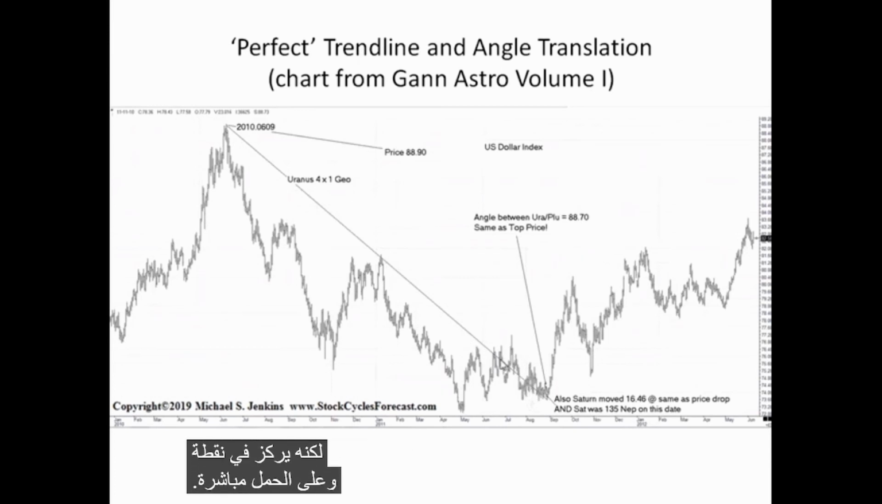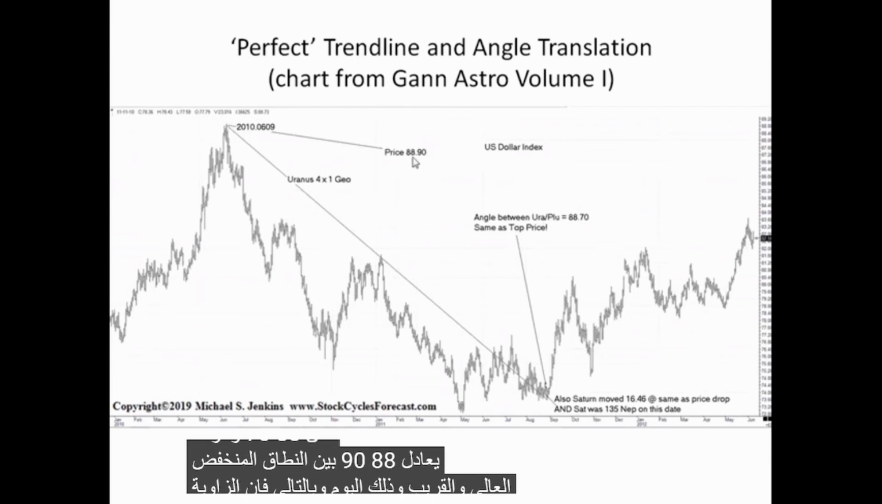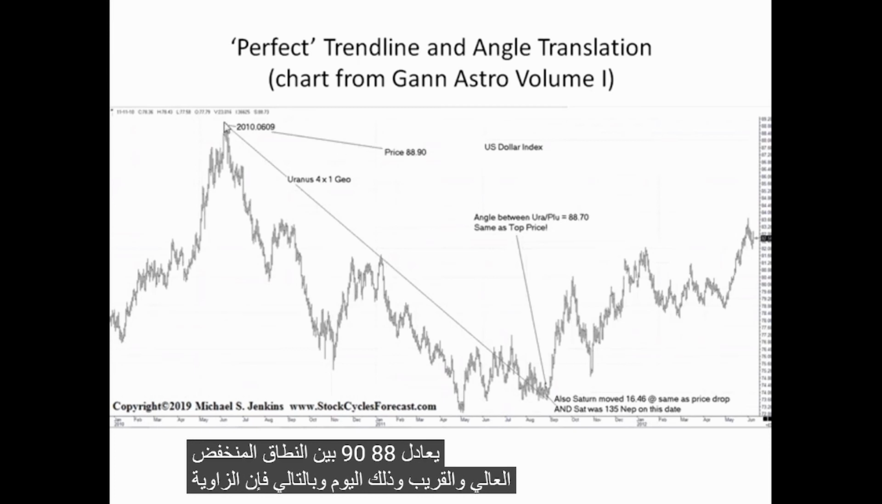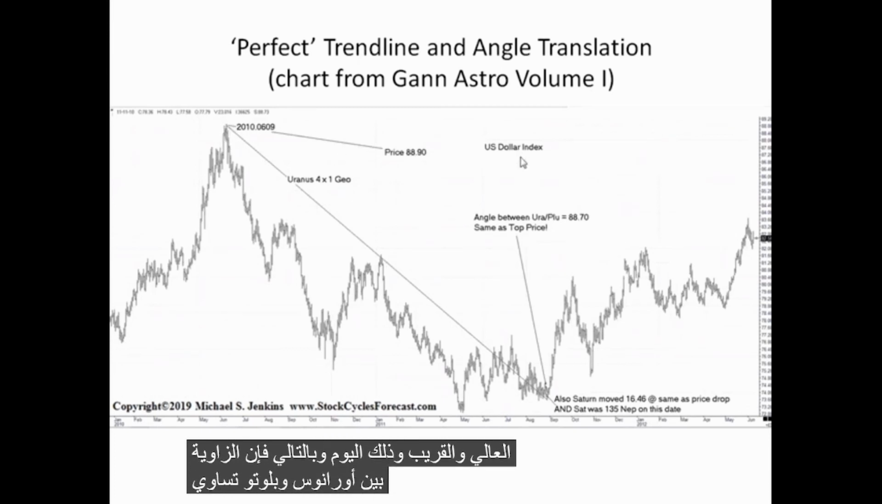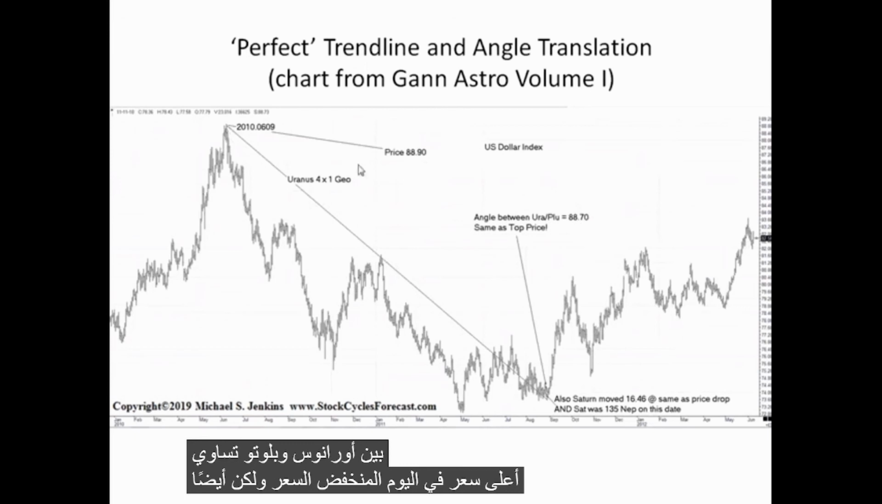And right on the low day, we find out the angle between Uranus and Pluto from the high, starting here, and moving that angle forward. The angle is now 88.70, which is equivalent to the 88.90 between the high, low, range, and close on that day. So the angle between Uranus and Pluto is equal to the top price on the low price day.